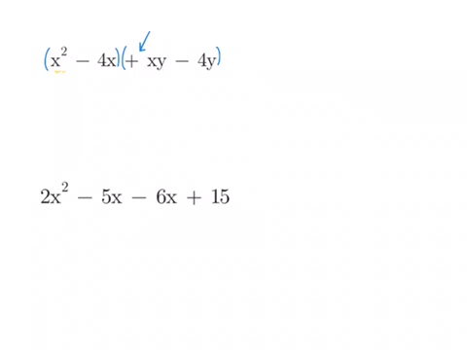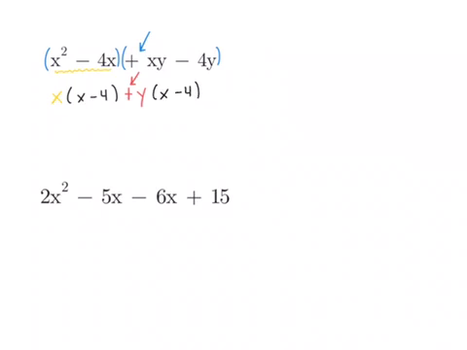I'm going to start by looking at x squared minus 4x. I can factor out an x, and that would leave me with x minus 4. Then I'll look at the next group. They have a positive y in common. Because it's positive, I'm going to put a plus there. And if I factor out that y, I'm left with x minus 4.